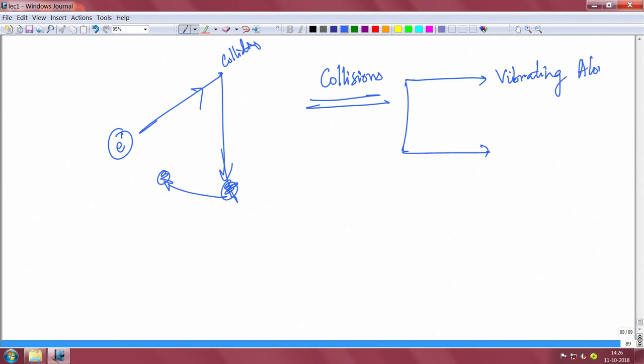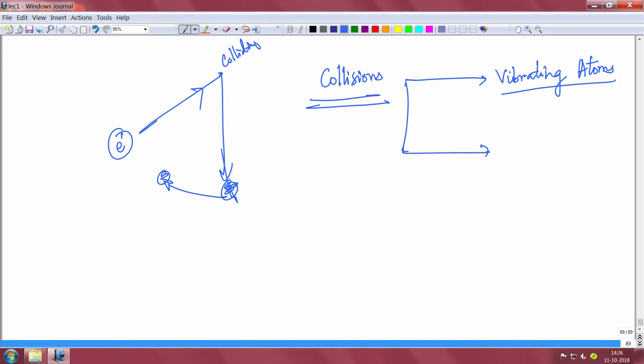In a crystal, in a semiconductor like silicon, for example, the atoms will be vibrating. At any temperature except 0 Kelvin, they will always be vibrating. The higher the temperature, the more they vibrate. So they are vibrating strongly at room temperature, and if you raise the temperature to 50 or 100 degrees Celsius, they will vibrate even more.